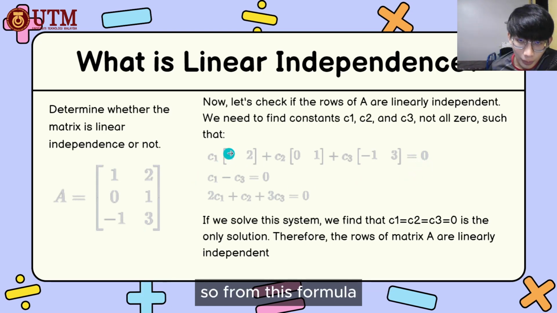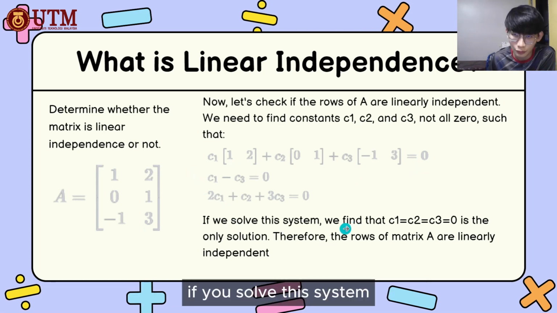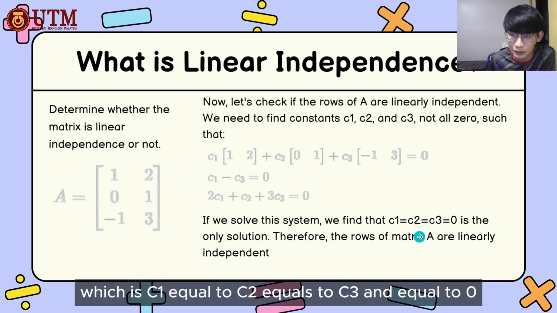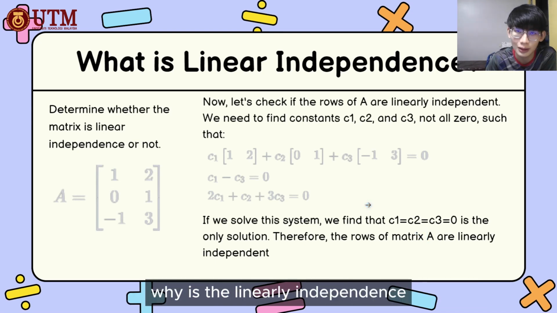So from this formula, we can derive this system of equations. If we solve this system, we find that there's only one solution, which is C1 equal to C2 equal to C3 equal to 0. So the rows of matrix A are linearly independent. So this is basically what linear independence is.